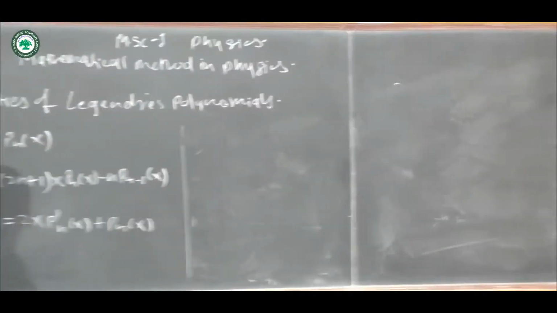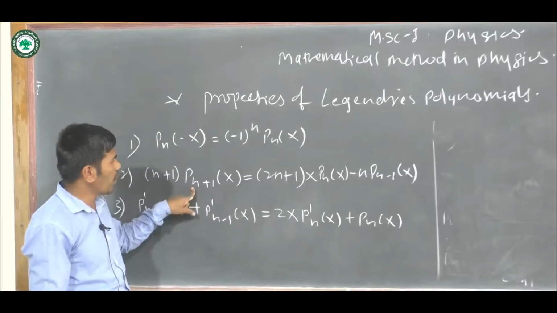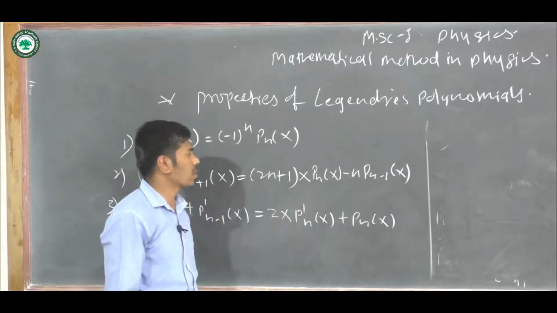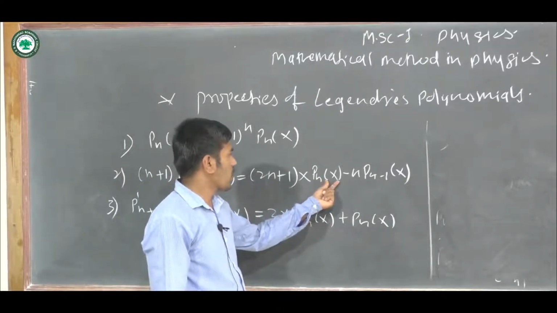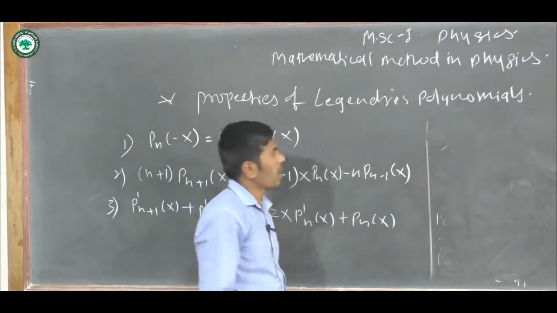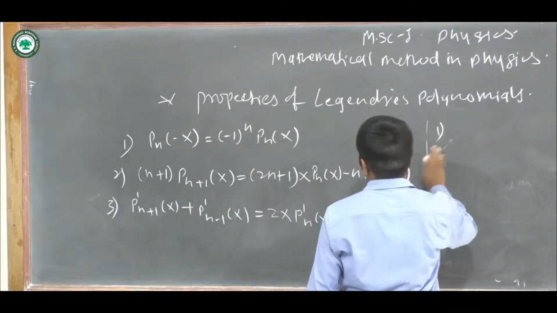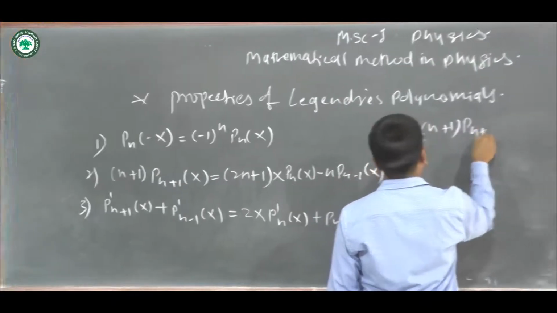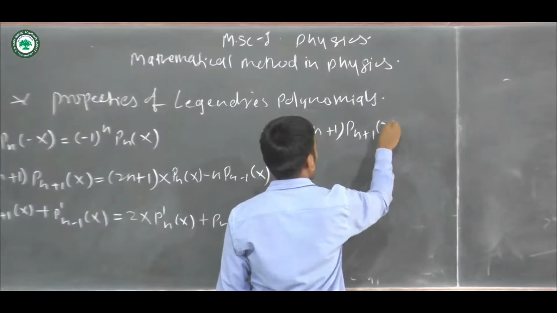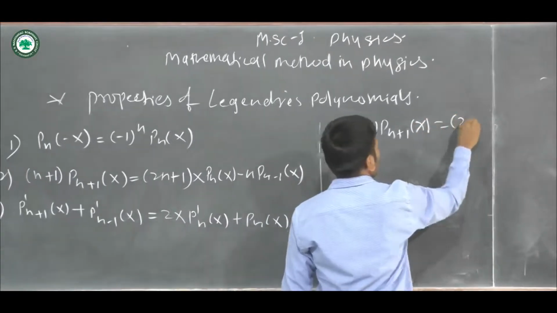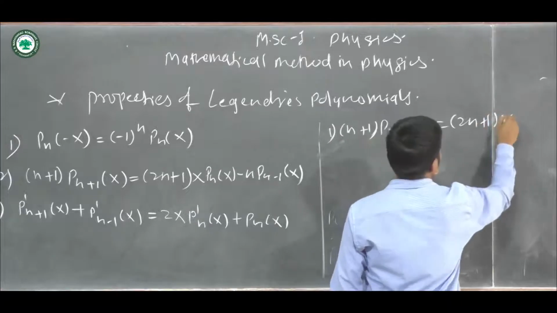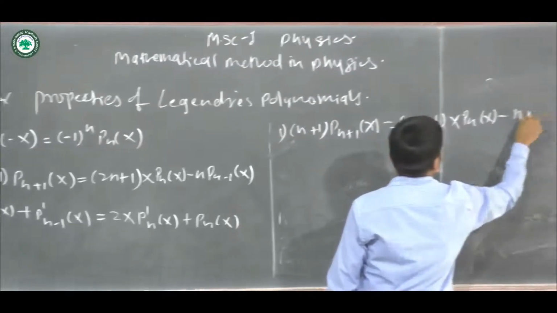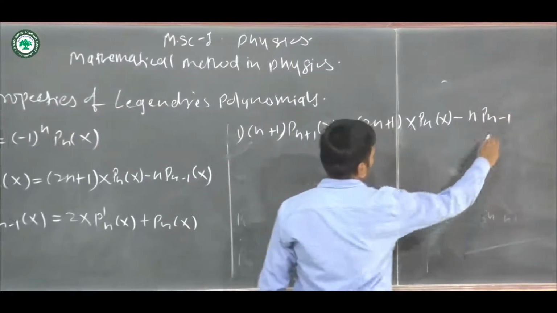Now the second property is (n+1) P_{n+1}(x) = (2n+1) x P_n(x) − n P_{n−1}(x). So this second property is (n+1) P_{n+1}(x) equal to (2n+1) x P_n(x) minus n P_{n−1}(x). Okay, this is a function of x.